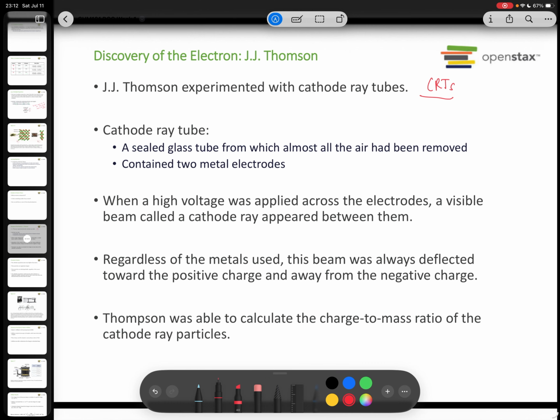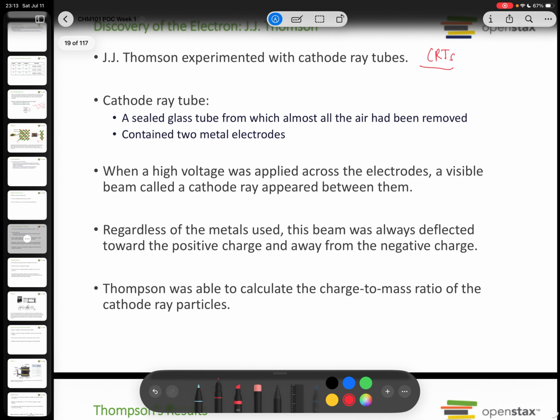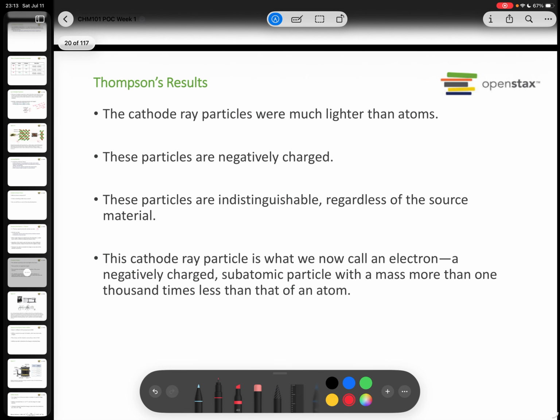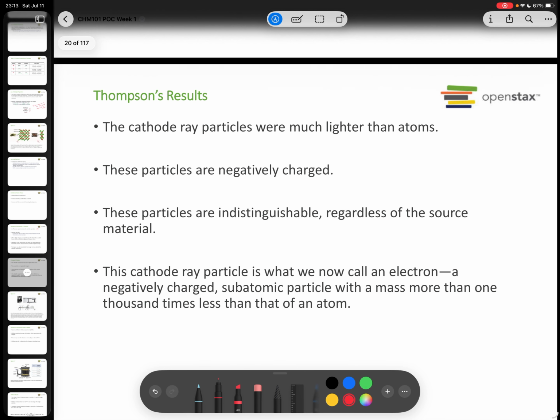So since opposite charges attract, this shows that the cathode ray particles were negatively charged. Bakit kaya? Since na-attract siya dun sa positive charge. Nade-deflect siya dun. So yun. He also calculated yung charge to mass ratio nung cathode ray particles.